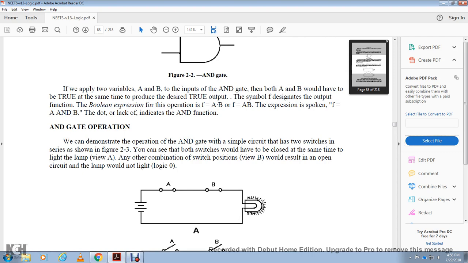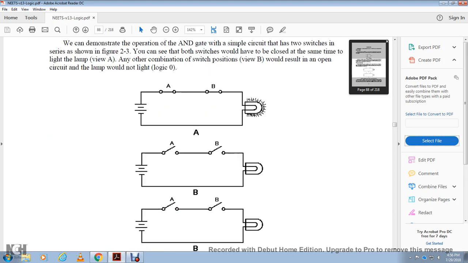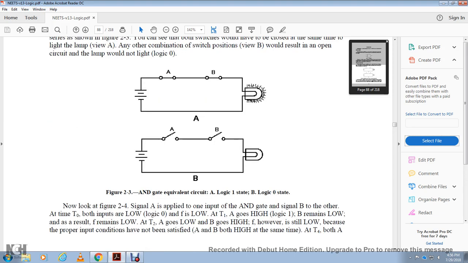We can demonstrate the operation of the AND gate with a simple circuit with two switches in series, shown in figure 2-3. You can see that both switches would have to be closed at the same time for the lamp to light. Any other combination of switch positions would result in an open circuit, and the lamp would not light, logic 0. Now look at figure 2-4, with signal A applied to one input of the AND gate and signal B to the other.